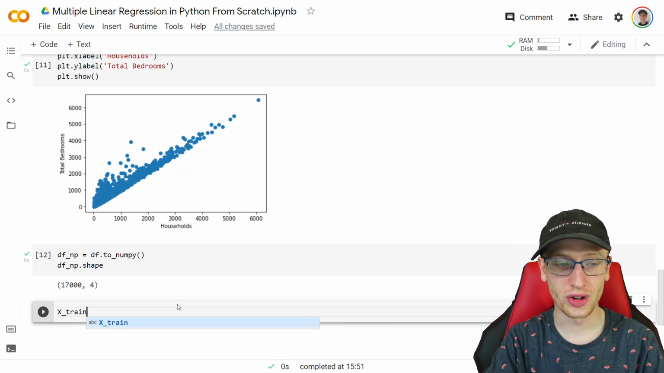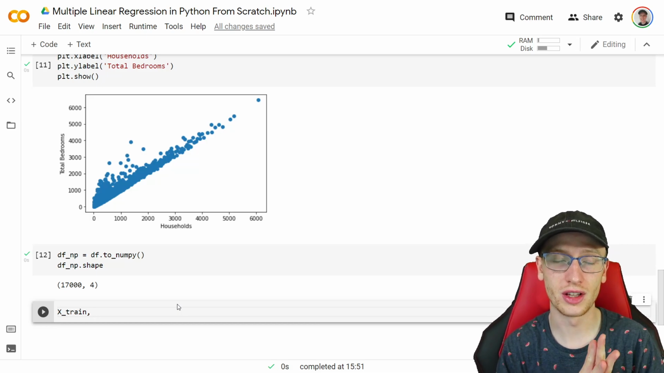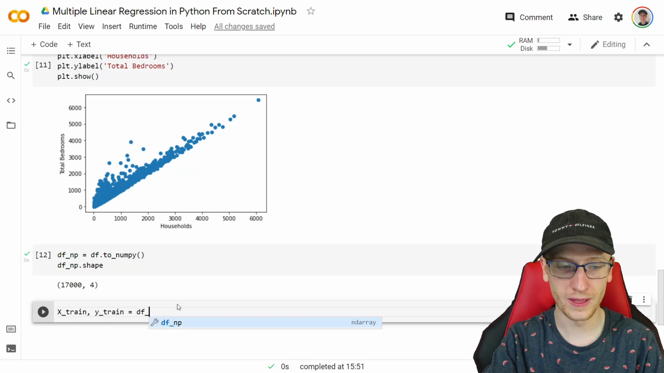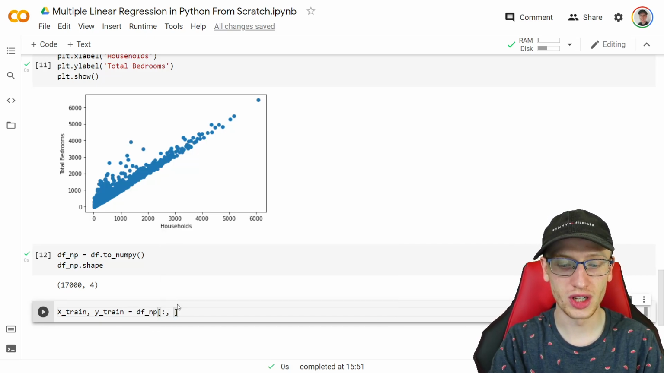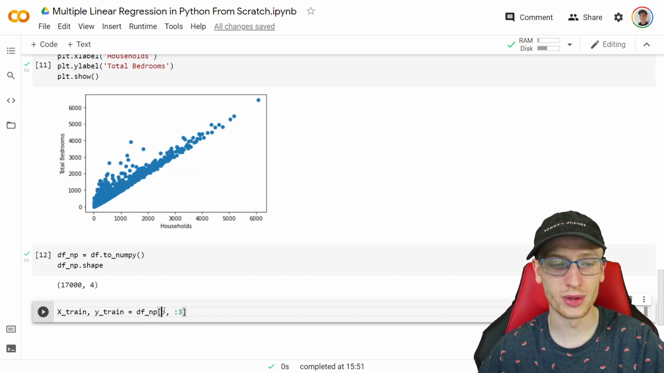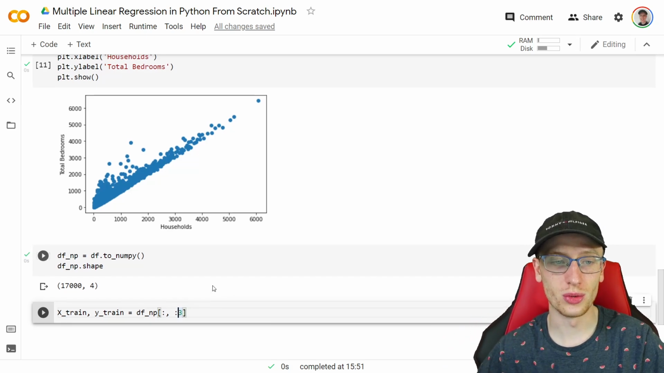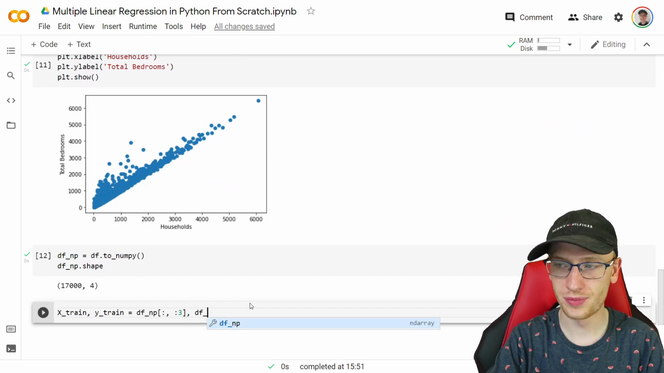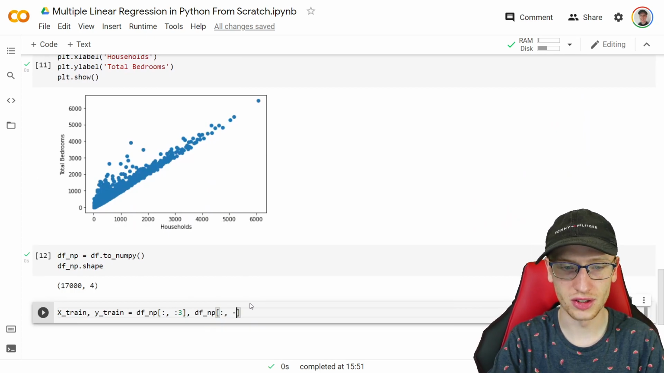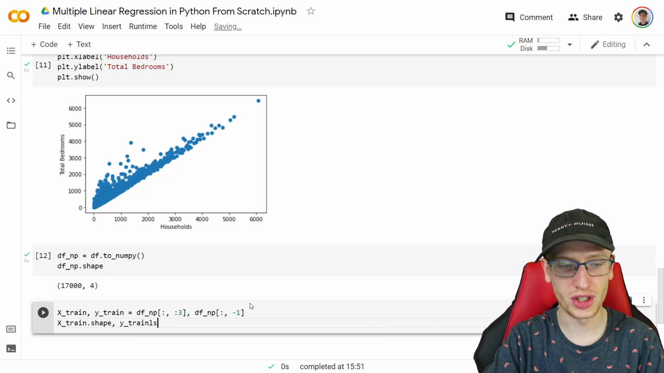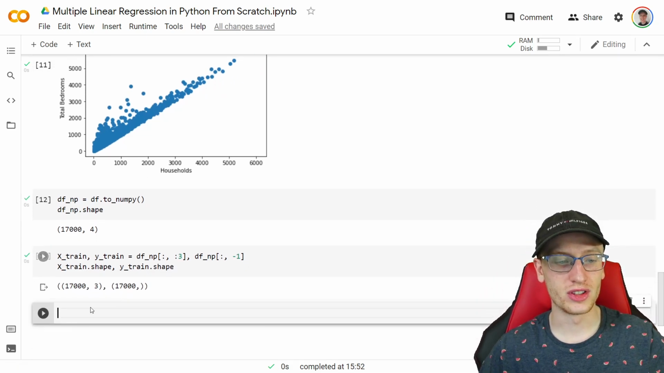If I get X_train, and I'm writing train because this is the data set that's going to be used to train the model, X_train and y_train is equal to df_numpy. I can do a little trick here, all of the rows, and then up until the 3. Remember, this is not inclusive. So this means all the rows, and this means which columns do you want? I want 0, 1, and 2, the first 3 columns. That's what that means. And we also have df_numpy sub colon until -1. Okay, X_train.shape and y_train.shape. We should see that we have a 17,000 by 3.